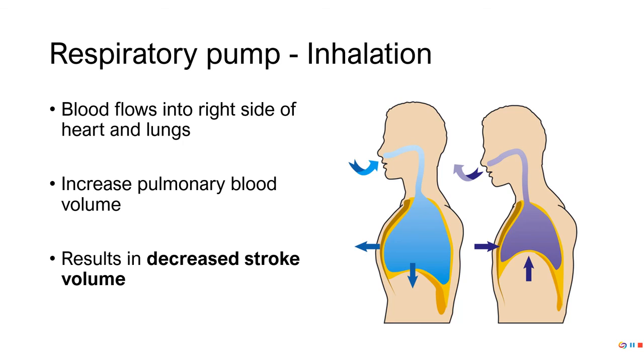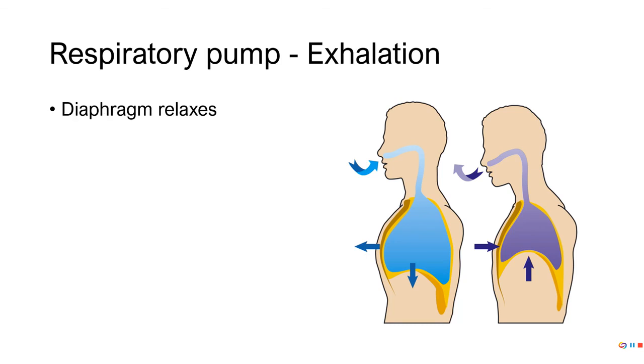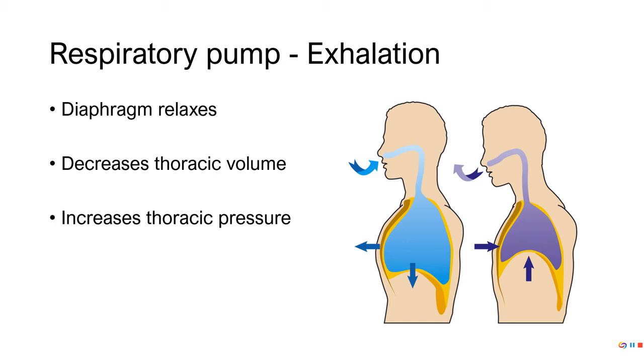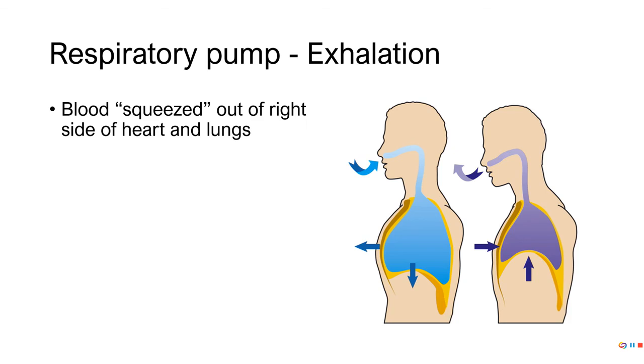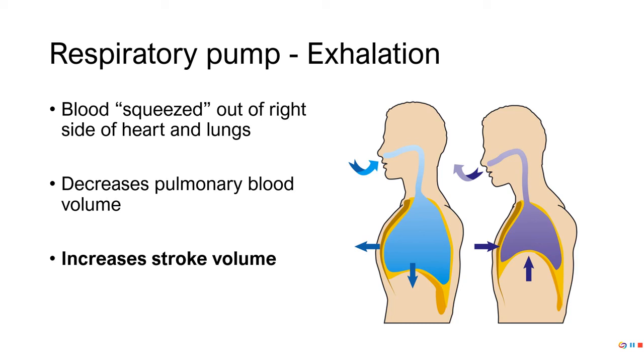Because during exhalation, the opposite happens. The diaphragm relaxes, the thoracic volume decreases, which increases pressure. And so now that pressure gradient reverses. And what that means is we're squeezing blood out of the right side of the heart and the lungs into the left side of the heart, where it can then be ejected into the rest of the body. So we have lower pulmonary blood volume. And during exhalation, our stroke volume goes up compared to inhalation. All right.